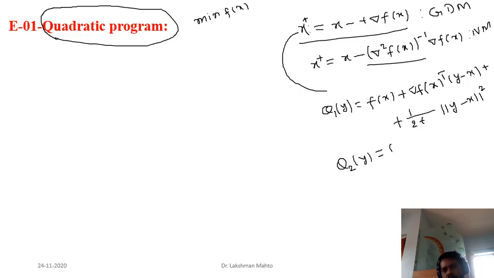So it would be f of x plus the gradient of f at point x. All these are coming from Taylor's theorem. Taylor's theorem is very important. You know from calculus class what Taylor's theorem is. Here x is the current point, so I have to always take x as the current point.